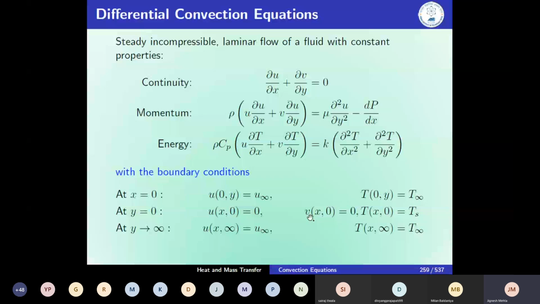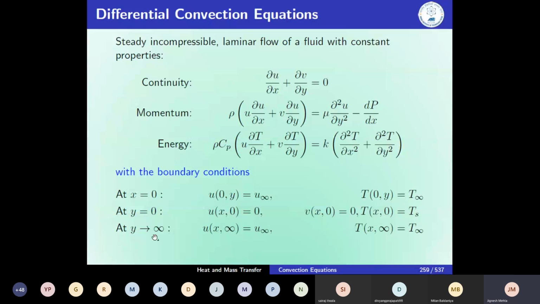Then the v velocity at any x, but if your y is equal to 0, is also equal to 0, right? And then T, again at y equal to 0. Now what will be the temperature? The temperature would be Ts, right? The surface temperature, right? So no temperature jump. Whatever is the temperature of the solid surface, the same is the temperature of the first layer of fluid when y is equal to 0.